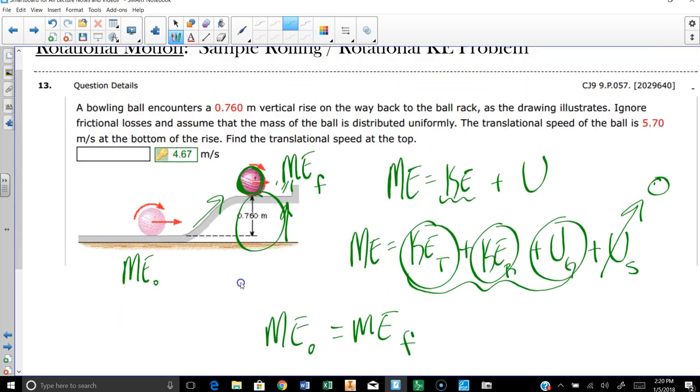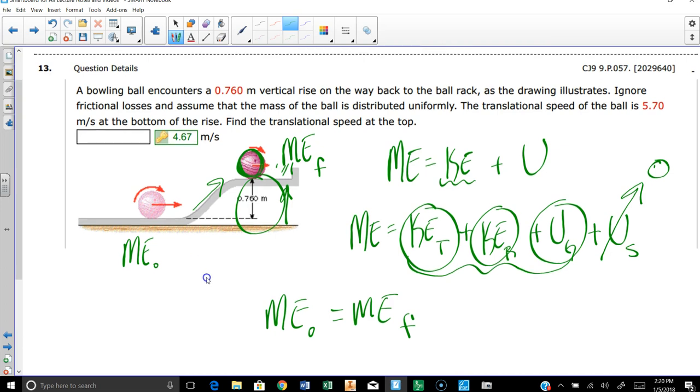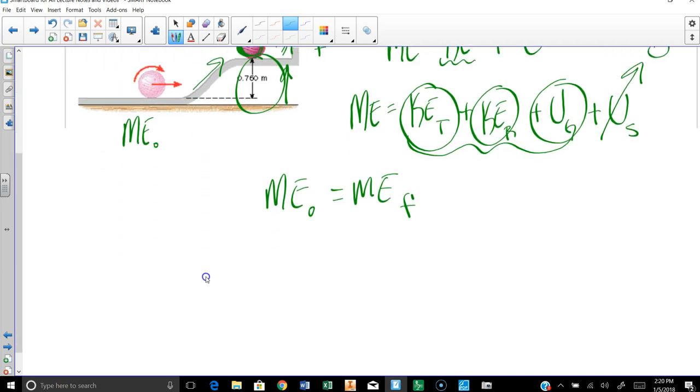Because if you're like me, you look at this problem, they only give us the height that it rises and the initial speed of the ball. Translationally speaking, they don't give us the mass of the ball, the radius of the ball. There's a bunch of stuff they don't give us. In these situations, it's best not to panic. Just go with what you know.